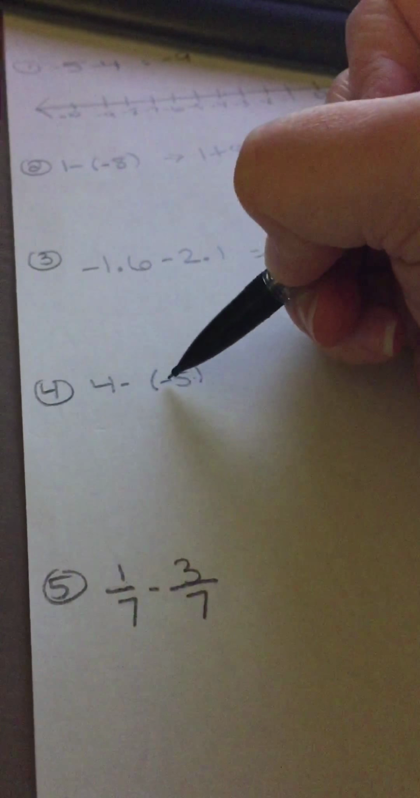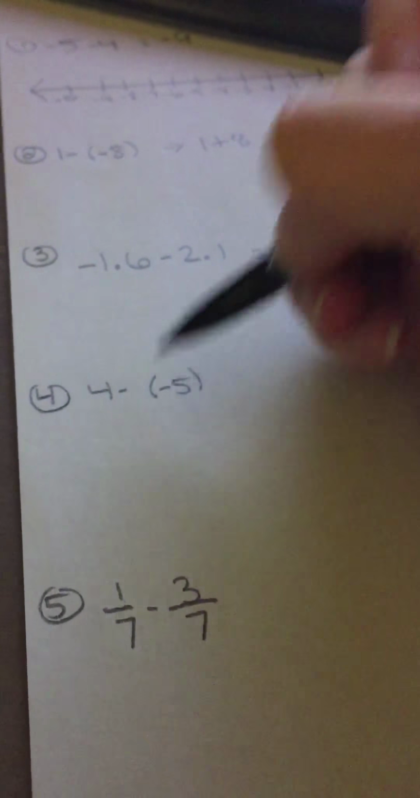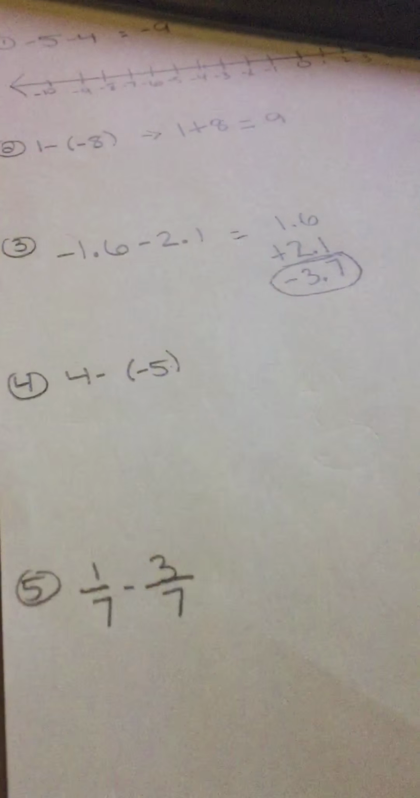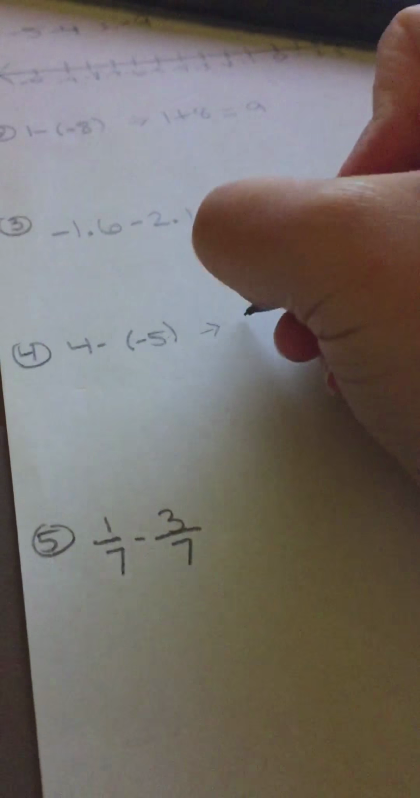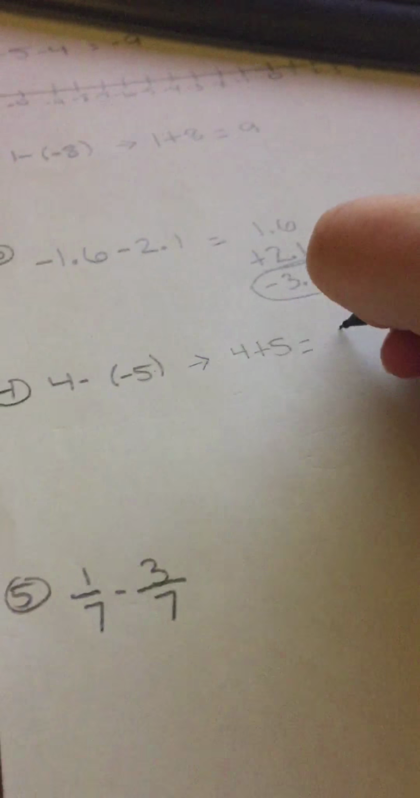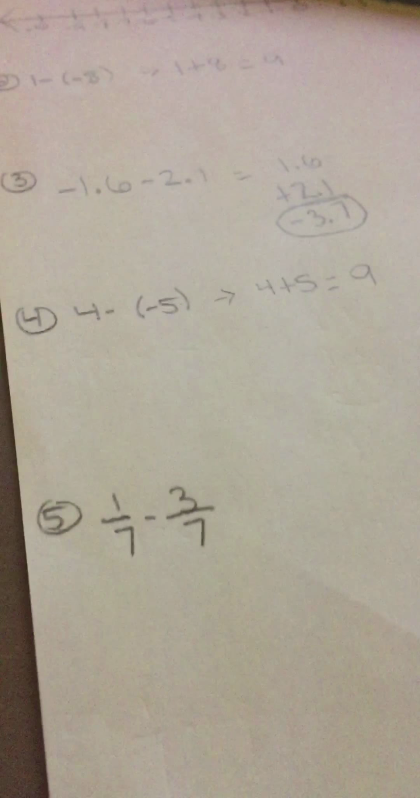Now we talked about when we have minus and a negative symbol, that they cancel each other out, creating a positive symbol, a plus sign. So we could rewrite this to be 4 plus 5, and 4 plus 5 is 9.